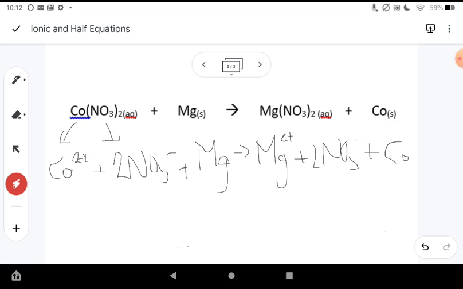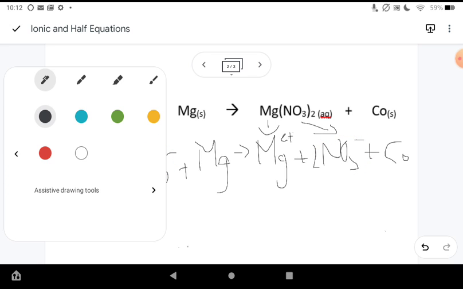Now, the bit that people trip up on here, because this is not an ionic equation yet, this is not worth the marks. All I've done here is separate these two out. What you'll notice is the nitrate is exactly the same on both sides. So what we do is call that a spectator ion.